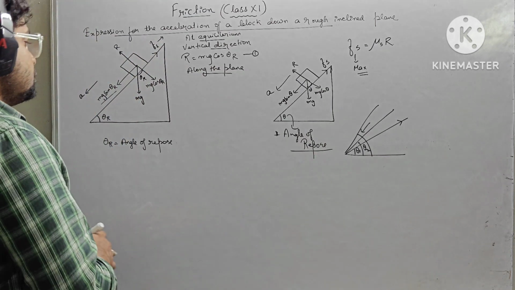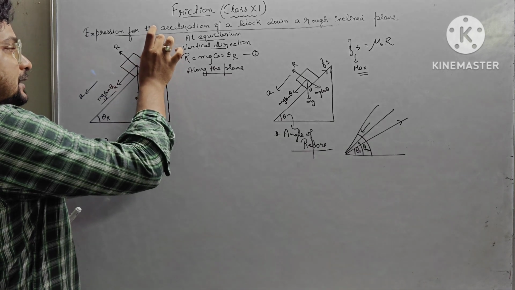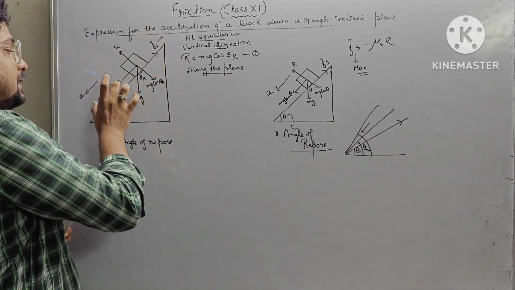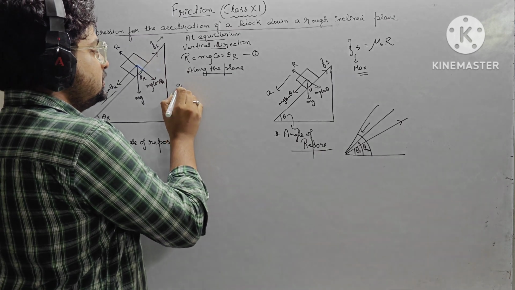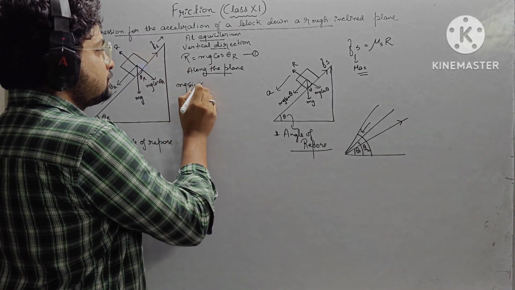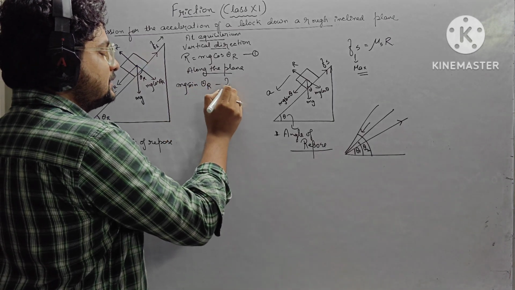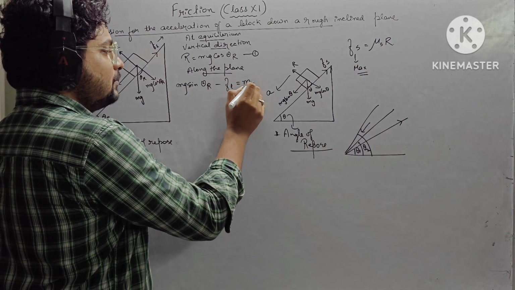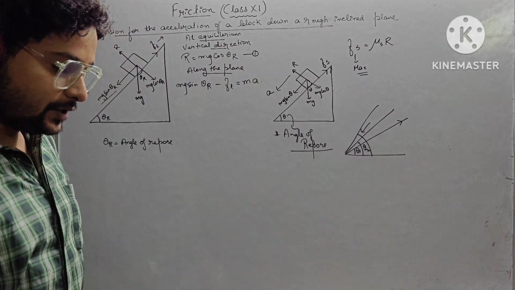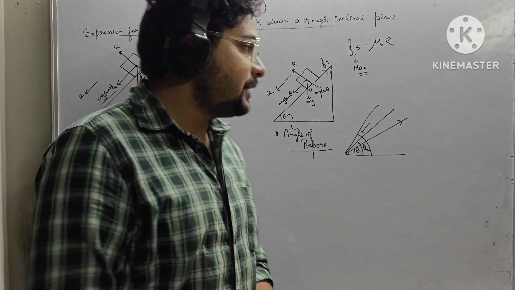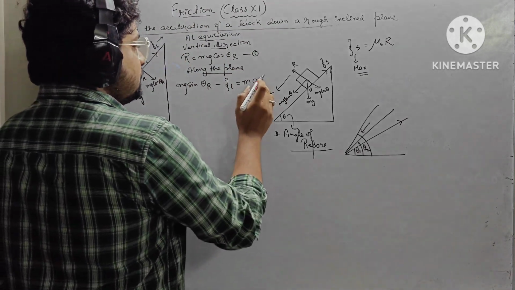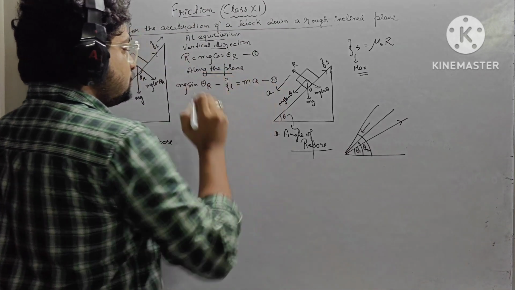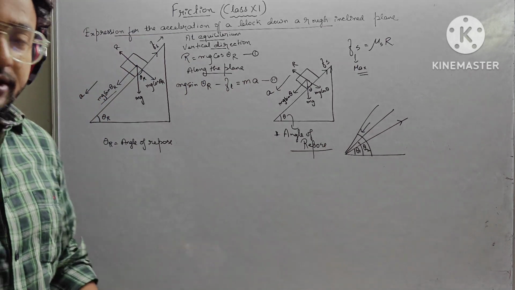So obviously the resultant force that will be acting on the body is mg sin theta minus Fk or Fs. So mg sin theta minus Fs is equal to mass into acceleration. Suppose this is equation 2.